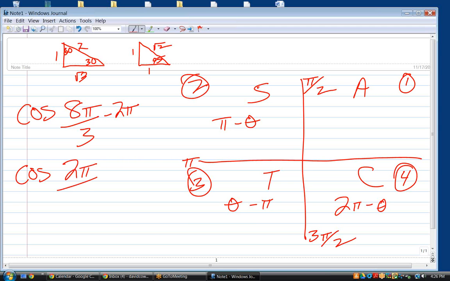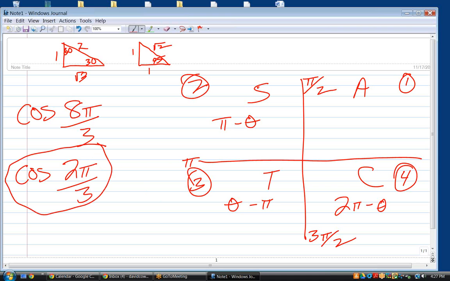Correct. And that's exactly what it's going to be. In other words, the cosine of 8 pi over 3 is going to be exactly the same as the cosine of 2 pi over 3. So now, let's make this our problem.